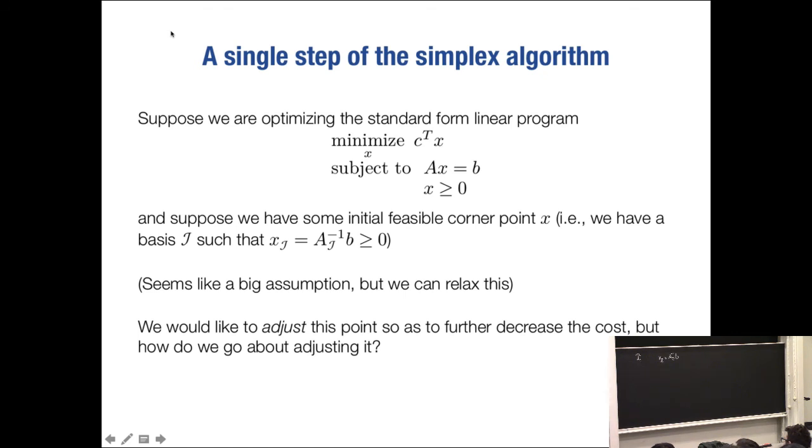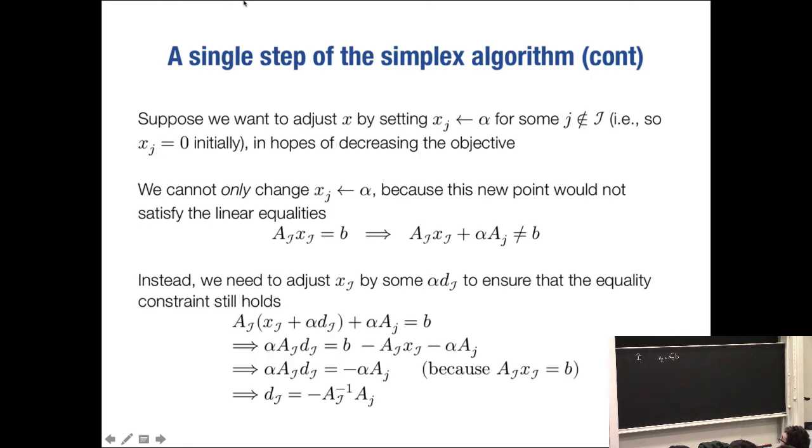OK, so I have some initial point. I'll call it x. And we know that x subscript I is given by that equation. The rest of the values in x are 0. That's my first feasible point. Now, I would like to change that point in order to get a better objective value. That's my goal of linear programming, right? I want to minimize my objective. So how do I change that point?